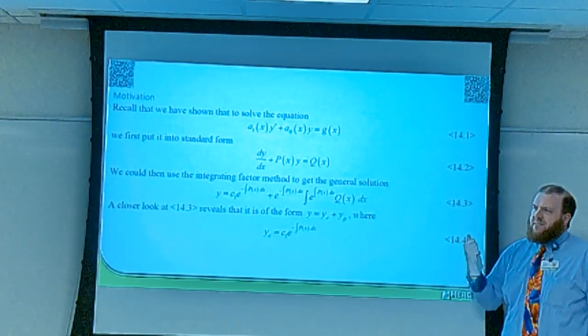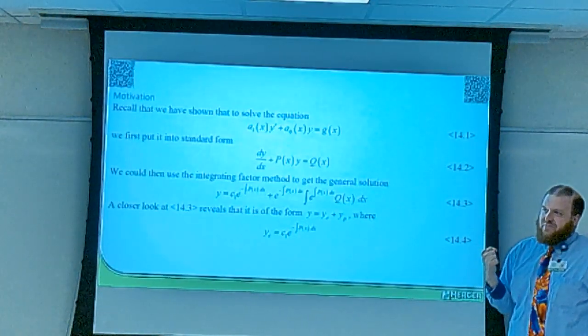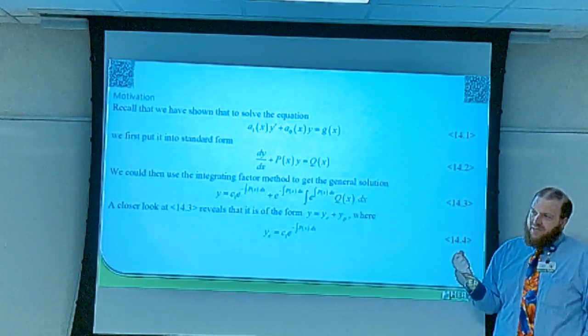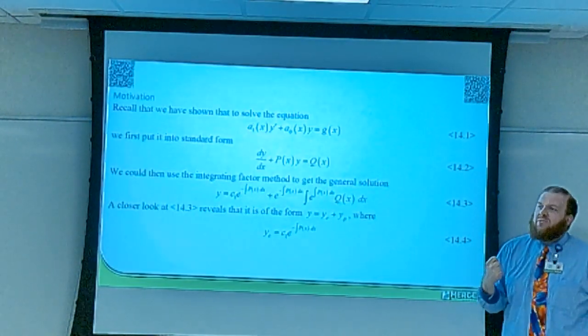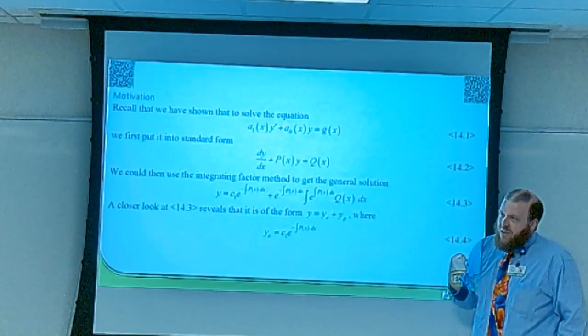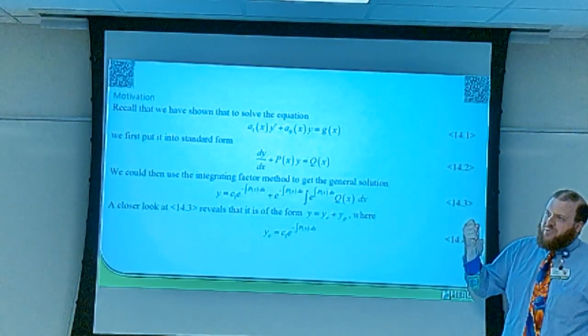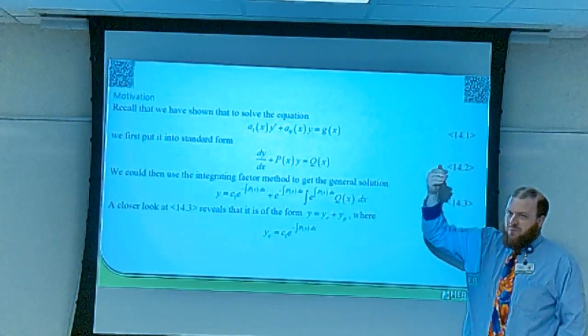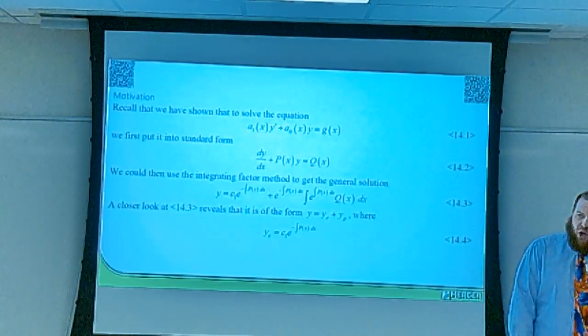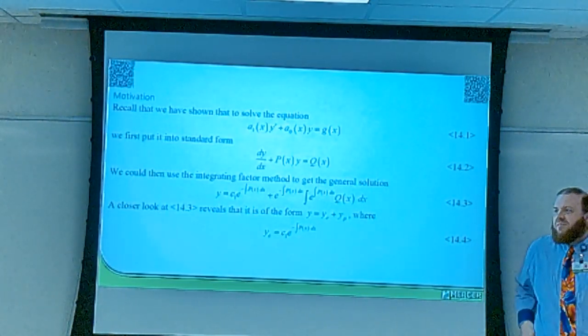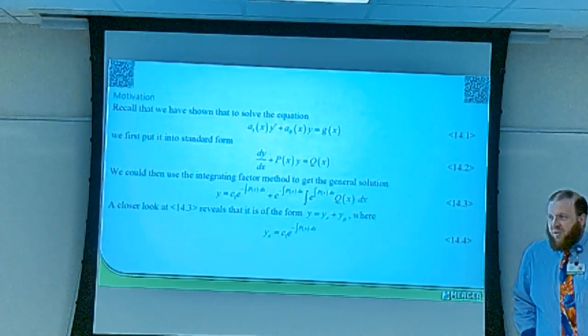What happens when g of x is tangent? You can't use undetermined coefficients. We use variation of parameters. Variation of parameters can also be used when your g of x is one of the forms for undetermined coefficients, and in terms of coding, it's definitely more efficient.